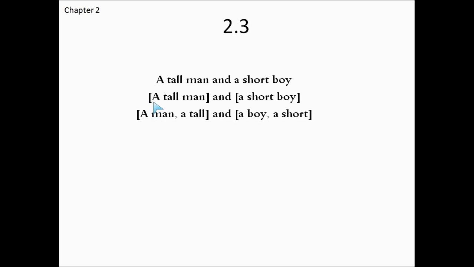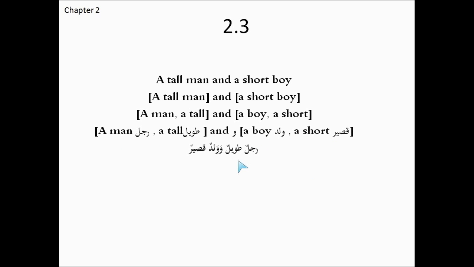And how do we know it's indefinite? Because in English we don't repeat the a, we just say a tall man. And therefore the describing word also has to be indefinite, a tall. And remains the same. Again, we reverse the order of this adjective and described word, mausuf and sifa, a boy, a short. Then we plug in the Arabic, a man rajulun, a tall tawilun, and wa, a boy waladun, a short qasirun. So we get the final thing, rajulun tawilun, wa waladun qasirun.